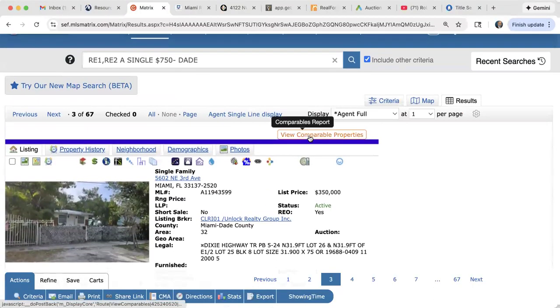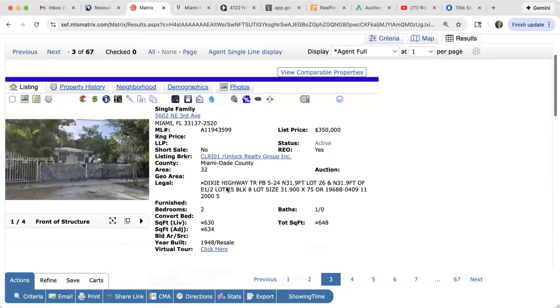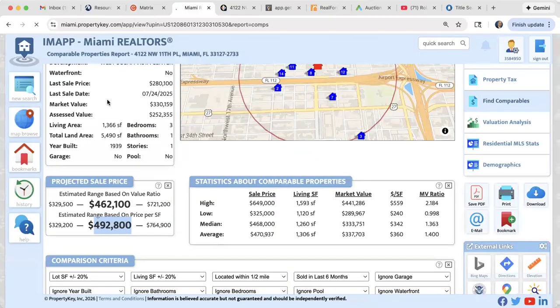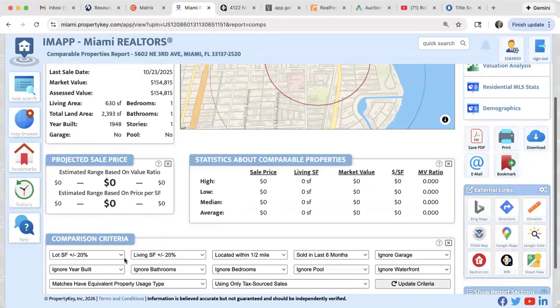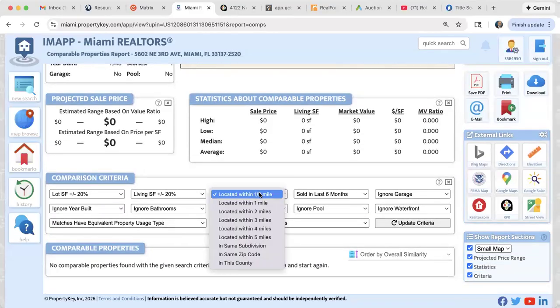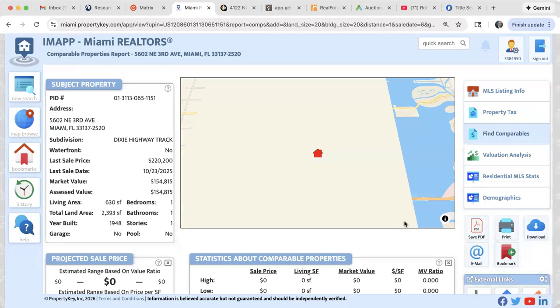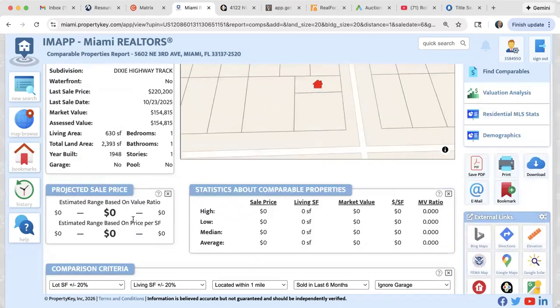Okay. But I mean, look at this, man. This is a property in a very, very desirable area, $350,000. It's a small home. That is a small home, 634 square feet. I don't even think we're gonna find comps. Let's see. Yeah, that's a real small home. We're gonna struggle to find comps.